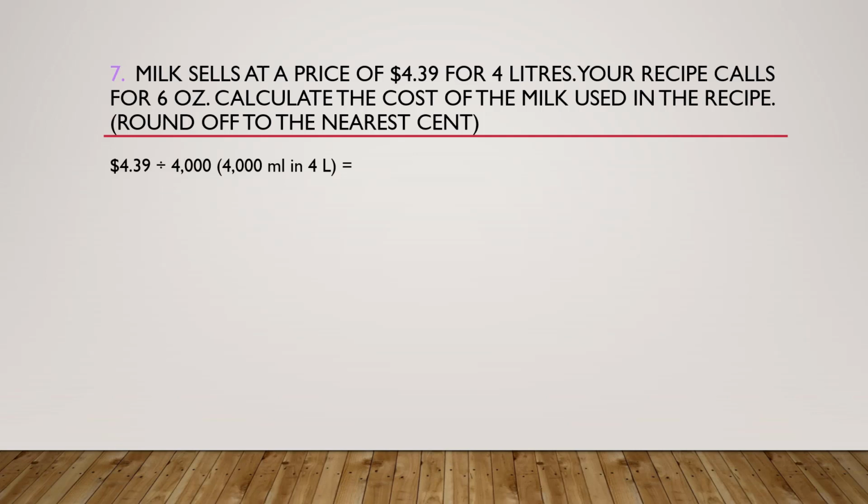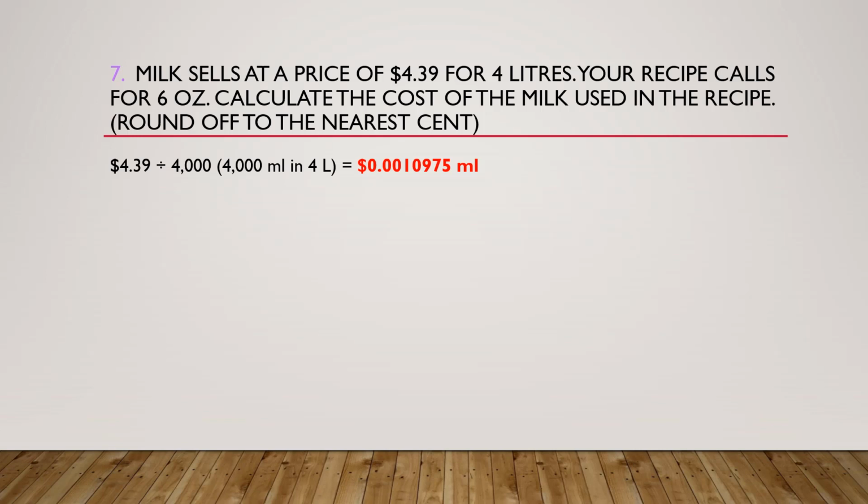I like the smallest units possible, so I'm going to figure out what 1 milliliter costs. If I paid $4.39 for 4 liters, that means I paid $4.39 for 4,000 milliliters. If I divide what I paid by the amount of units I got for that price, I see that my cost is very small for 1 milliliter, but that's okay. I'm going to use that to do more calculations.